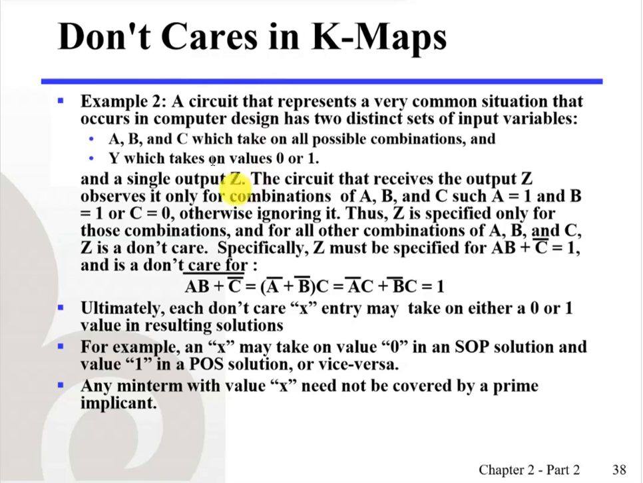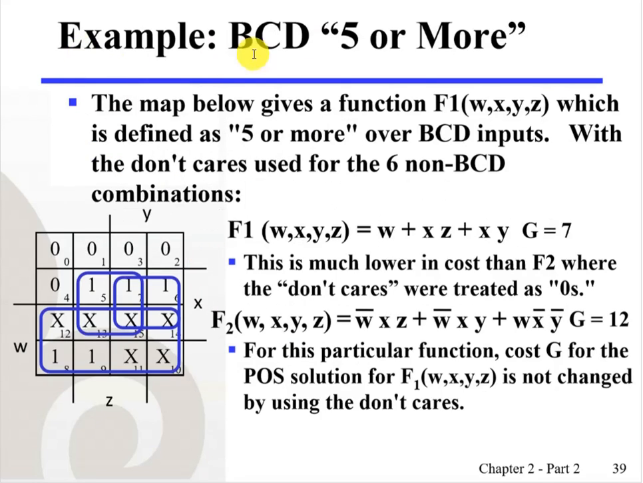So again, we can use don't cares while forming groups of cells. We can consider a don't care cell as 1 or 0, or we can also ignore that cell. Therefore, don't care conditions can help us form a larger group of cells, which will reduce the circuit cost or the expression. Here we have another example.